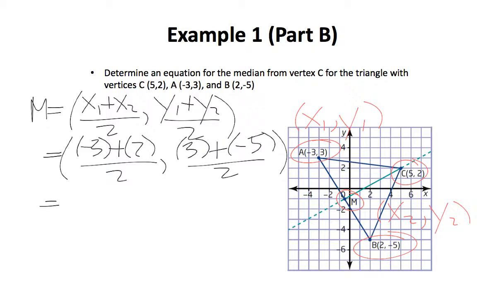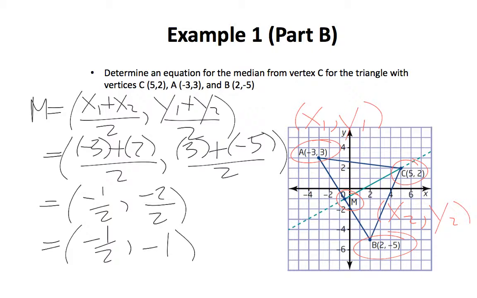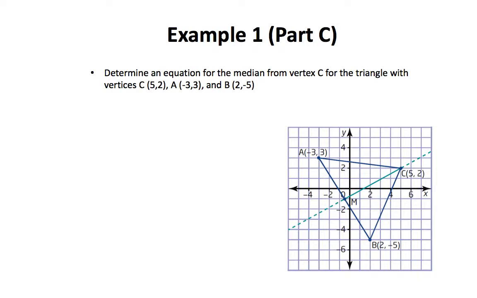Let's simplify. Negative 3 plus 2 is negative 1, and 3 plus negative 5 is negative 2. I'm going to simplify this further. The fraction I'm going to leave alone. However, the other fraction I can simplify. Negative 2 divided by 2 is negative 1. Therefore, the midpoint coordinate is (-1/2, -1). We just determined the coordinate of the midpoint, so let's label the diagram with that coordinate: negative 1 over 2 and negative 1.